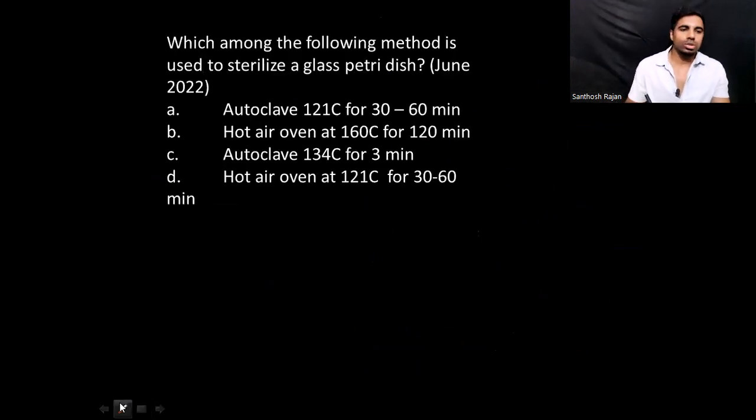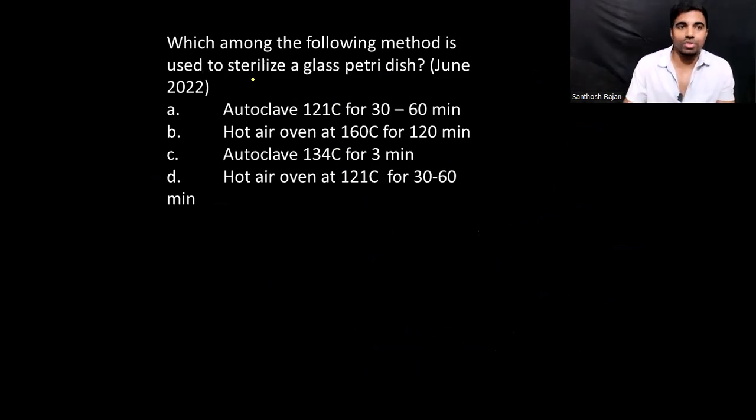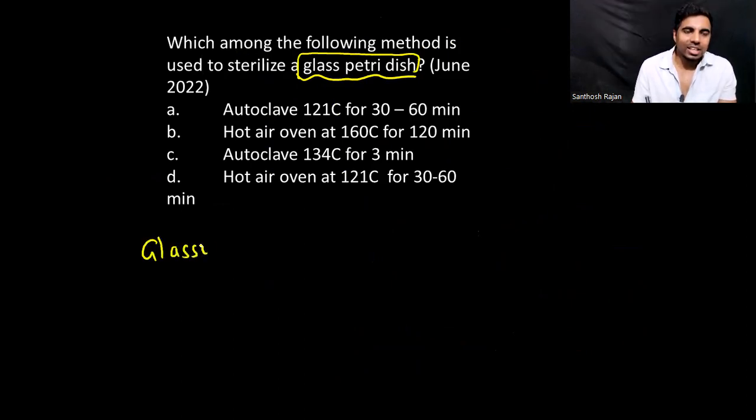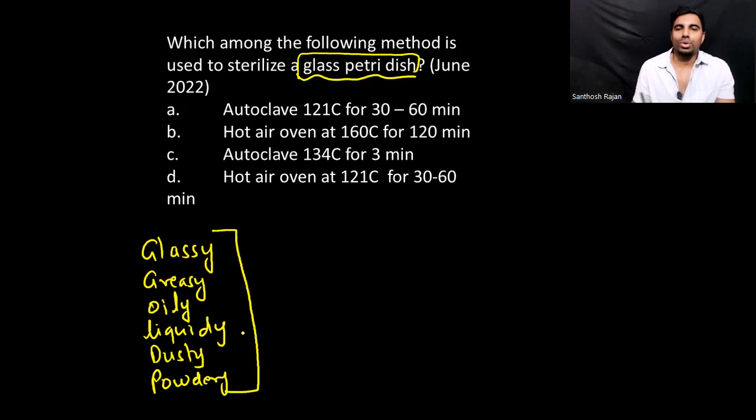Now I think we came to the last question. Here, a few things are important in sterilization, I told you, because they're always asking questions from here. Which among the following methods is used to sterilize glass? I love this question. Glass petri dish. Look: anything glassy, greasy, oily, liquidy, dusty, powdery, what do you have to do with this? You have to use only the hot air oven.